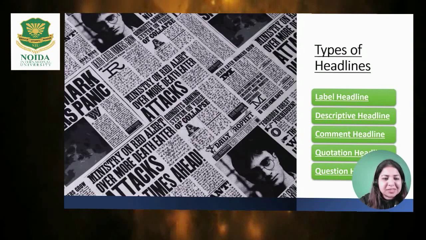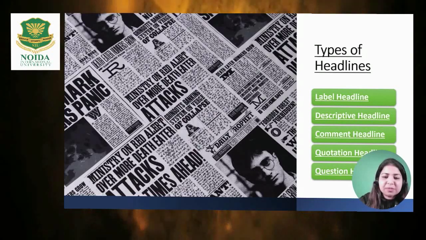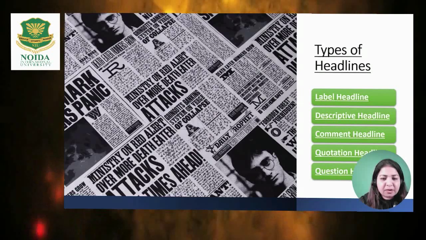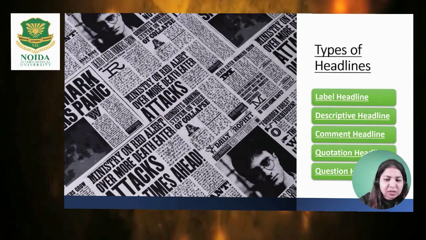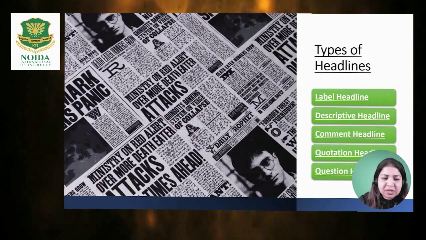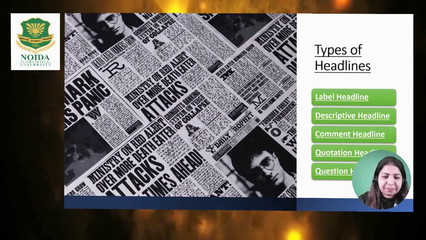Next headline is the descriptive headline. A descriptive headline is one which describes the gist of the story. It majorly focuses on 4 W's and 1 H. 4 W's means who, what, when, where, and 1 H is how. While why is not part of the story, or why is not captured in the headline.